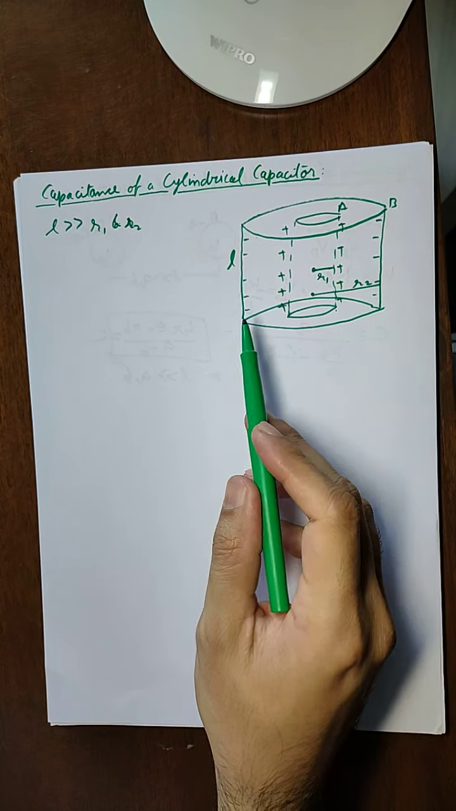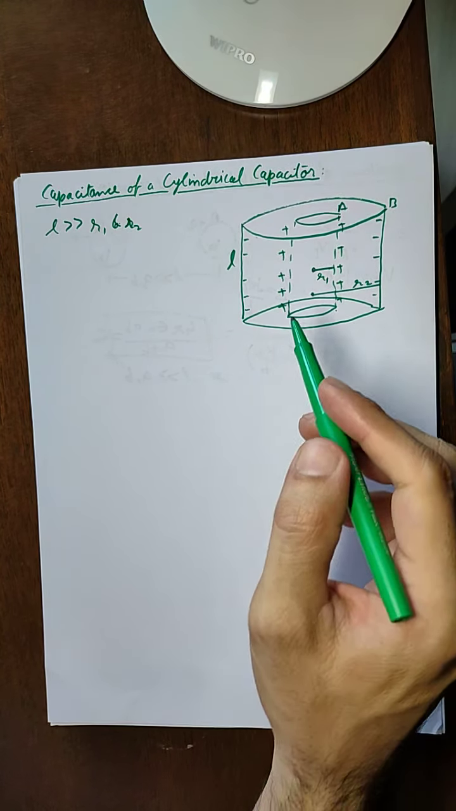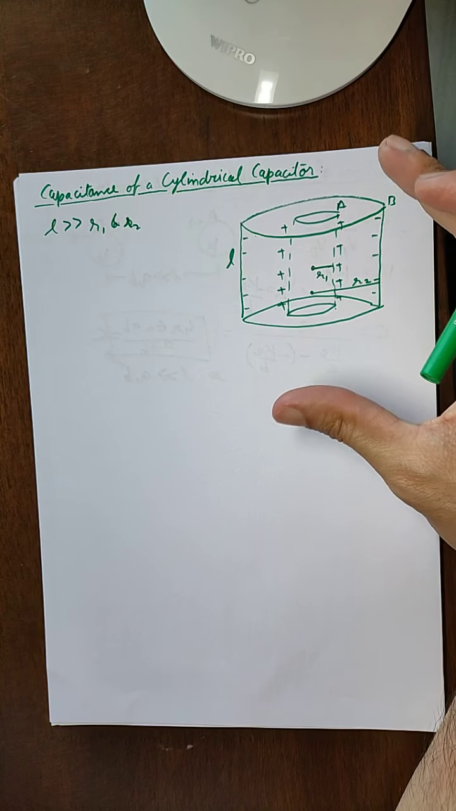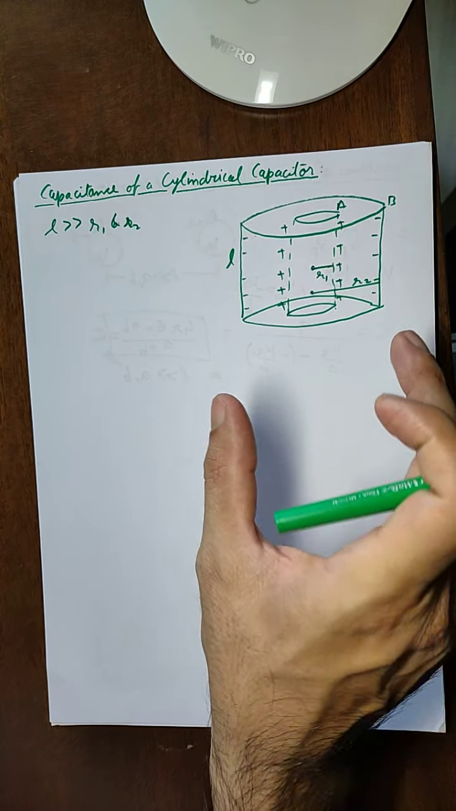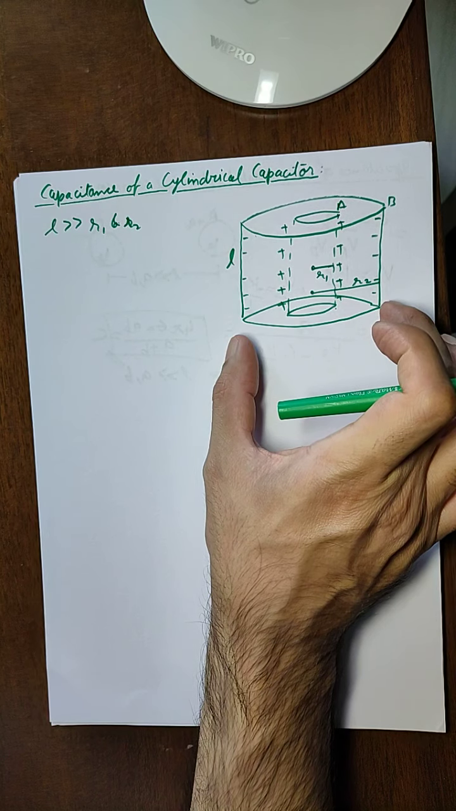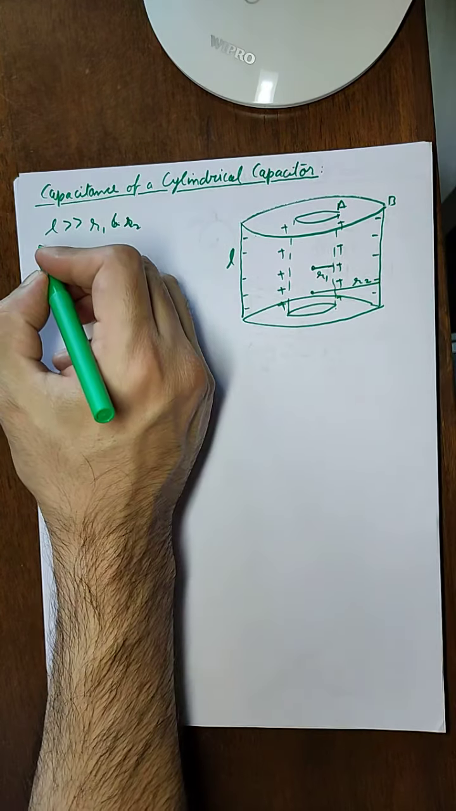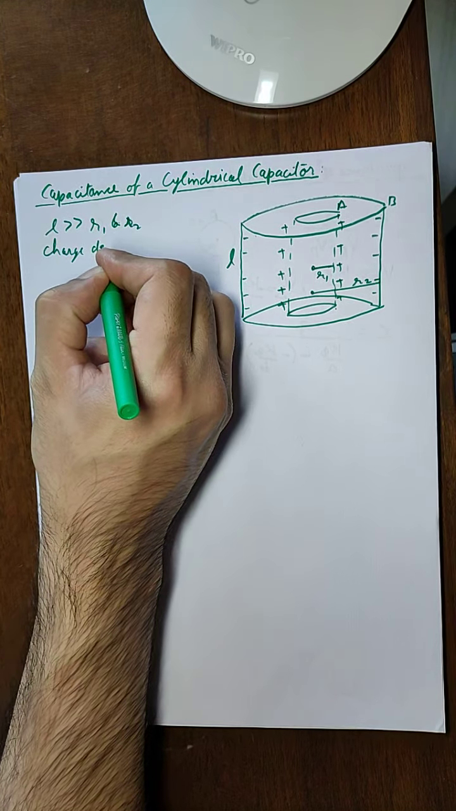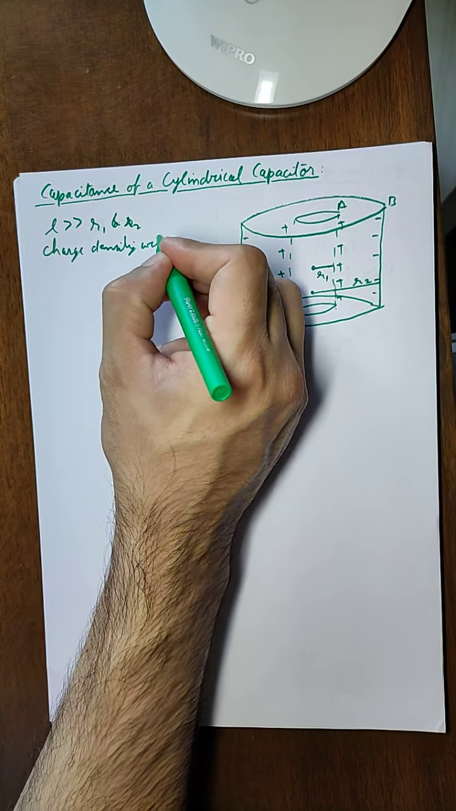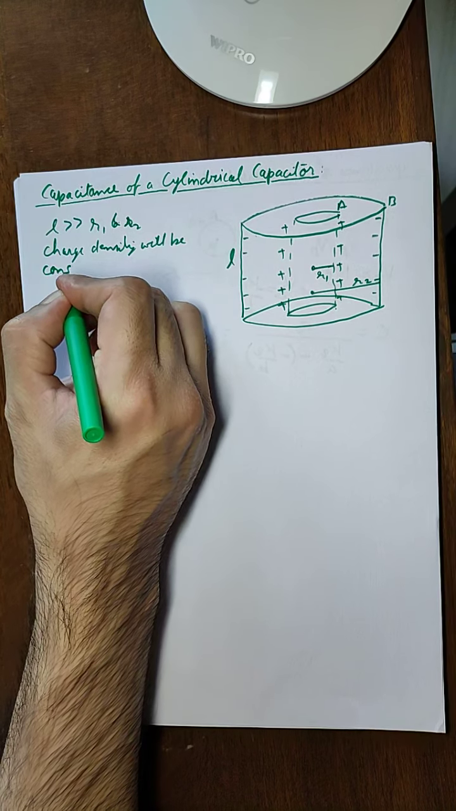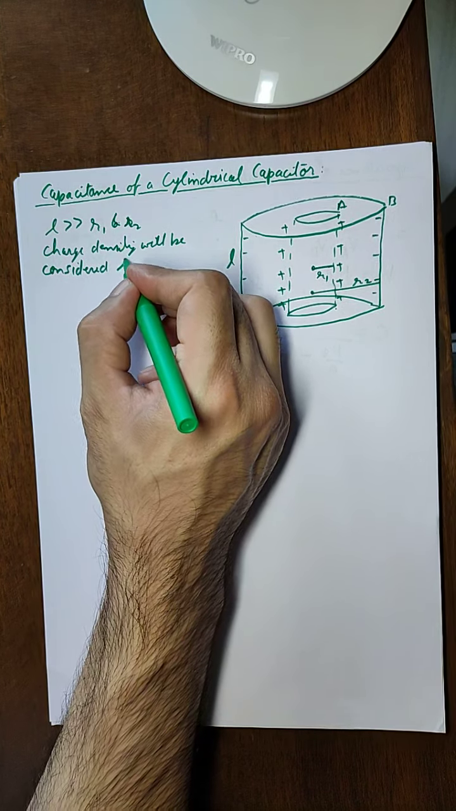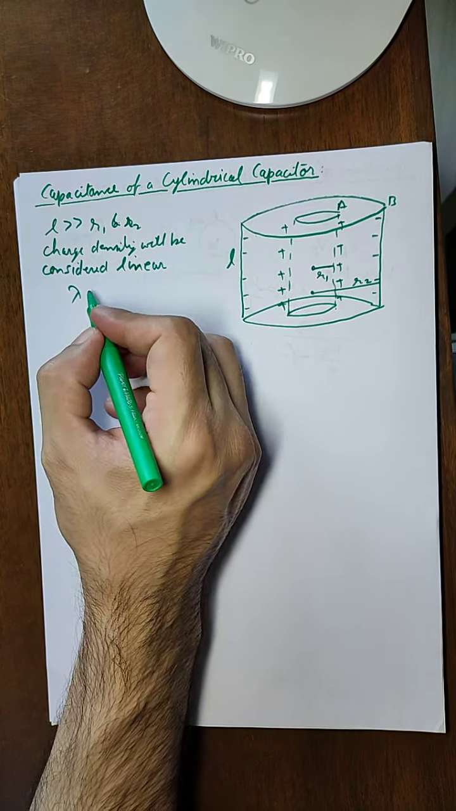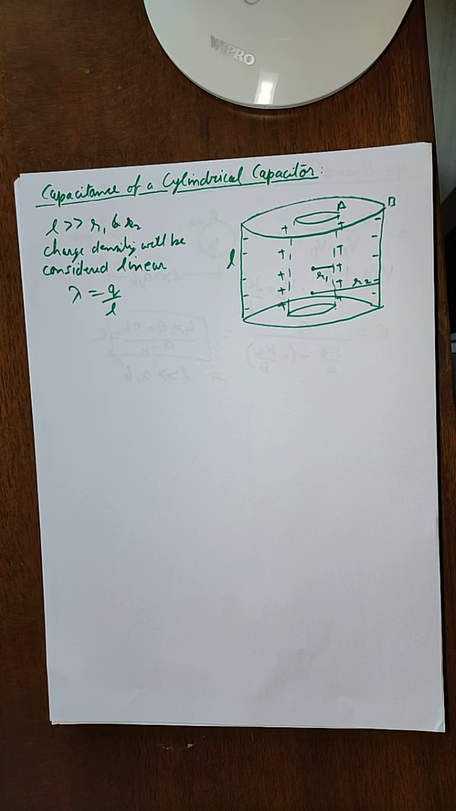Now since L is very large compared to R1 and R2, we can assume a linear charge density in the inner cylinder because its length is very large. When the length is very large and the radius is small, this cylinder can be considered the same as a wire. So when L is very large compared to R1 and R2, the charge density will be considered linear. So lambda, the linear charge density, will be equal to Q by L.